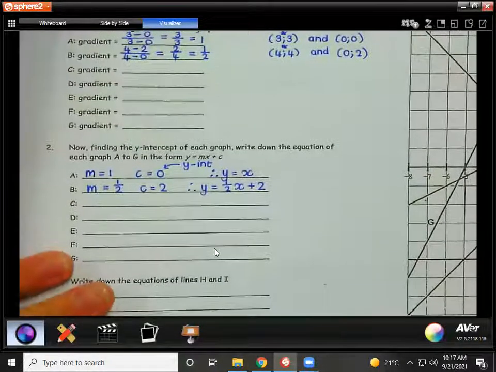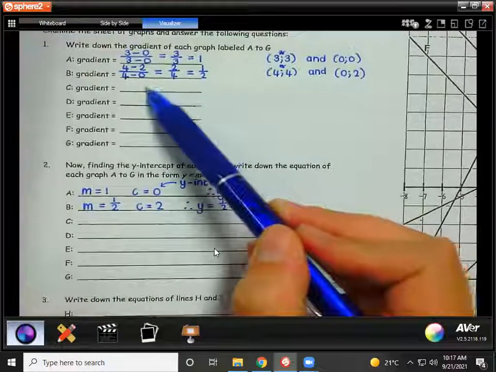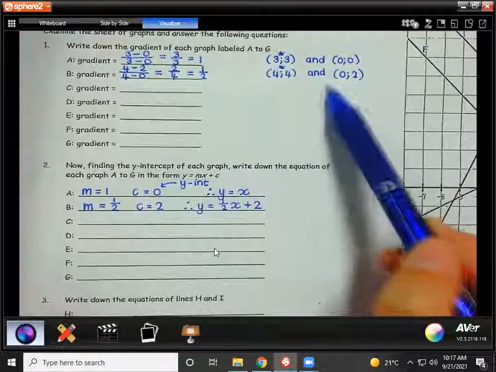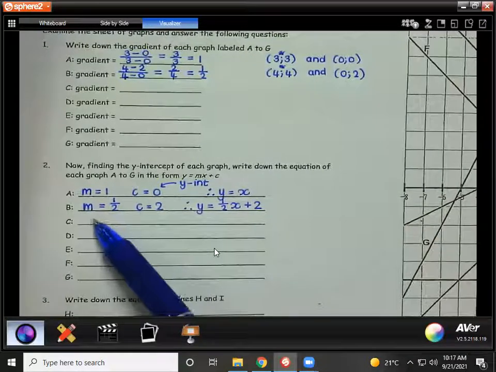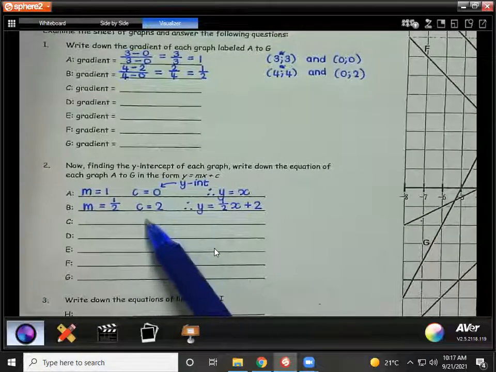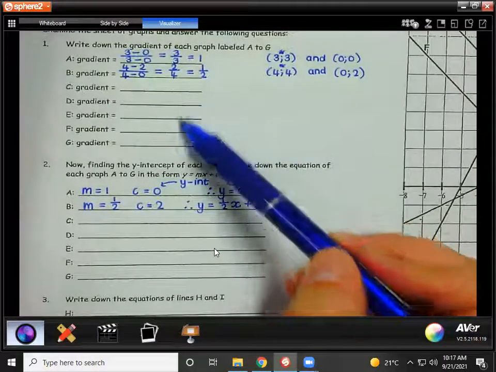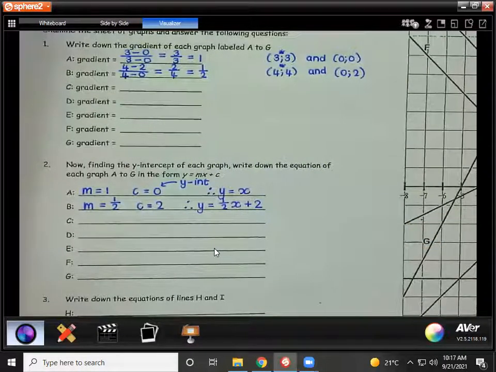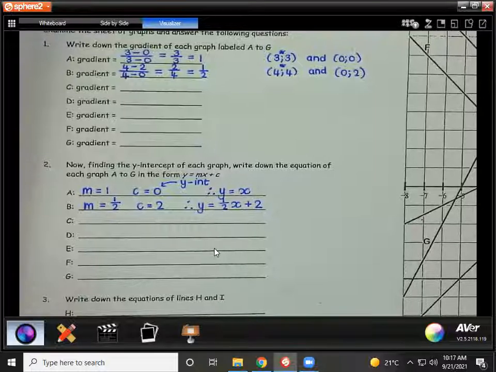But guys, do you have a bit more of an idea now of what you have to do for this? So first, find the gradient in number 1. You need to find 2 points on the line, and then you find the gradient. Then your gradient is your m value. You look for your y-intercept, and then you write your equation. Then you're going to do the same for D to G as well. That is your homework, guys. You don't have to do number 3 for homework. You're going to do 1 and 2 for homework only. We'll talk about 3 tomorrow. Okay, get going.